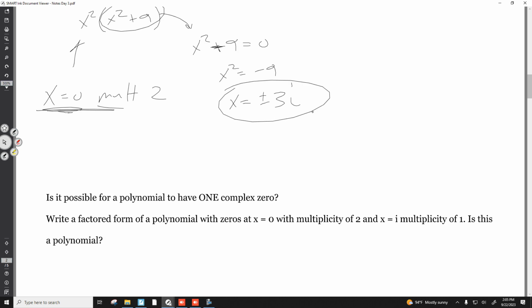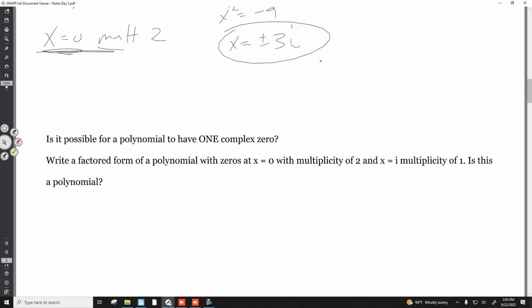But then I have a question for you. Gosh, I'm moving around a lot today. You guys are really not locked in. Could I just have one? Could I have just one imaginary root? Could I have just one complex root? Could I have an x cubed equation that has one real, another real, and then one imaginary? Is this possible? That's the question.